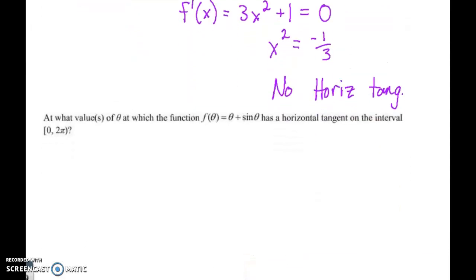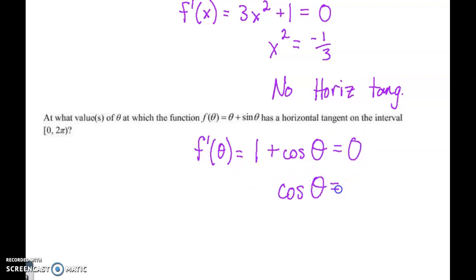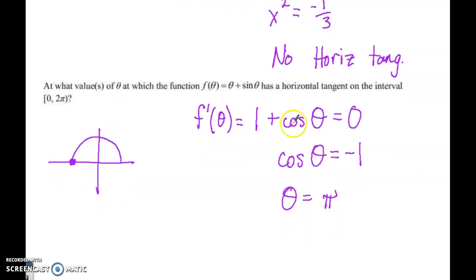So here's another problem. A horizontal tangent means the derivative needs to equal 0. So the derivative of this is 1 plus cosine of theta. You set it equal to 0. Well, if I solve for theta, I need to think about, where does cosine equal -1? On the unit circle, it is over here at pi radians. So at pi radians, this function has a horizontal tangent.